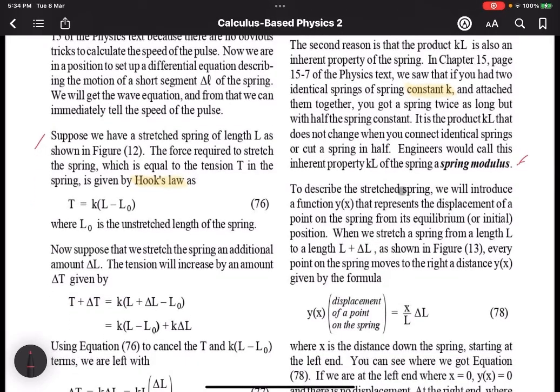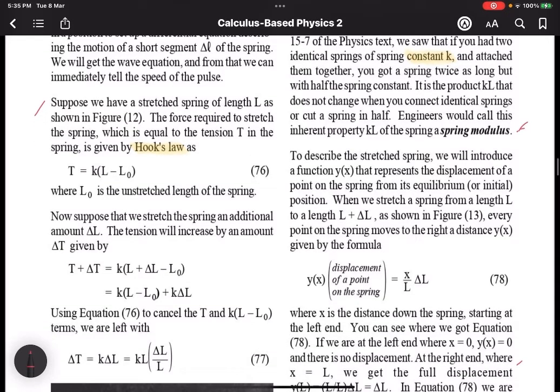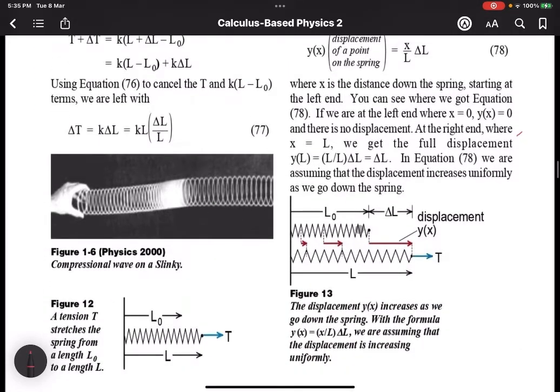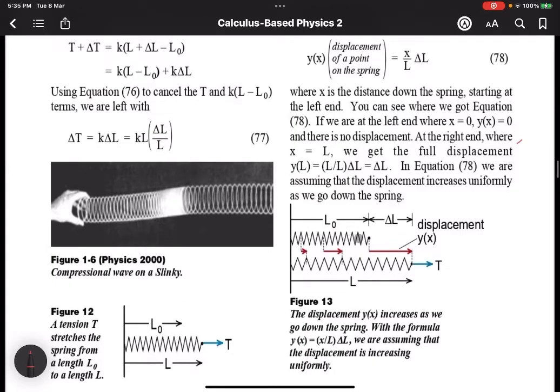To describe the stretched spring, we will introduce the function y(x) that represents the displacement of a point on the spring from its equilibrium. Pag sinabing equilibrium, yun yung kanyang initial position, no? Ito yon, equilibrium. Kasi ito yung hindi pa siya nababanat. Wala pa siyang tension dyan. So, from here, nilagyan natin siya ng tension. So, nagkaroon siya ng change in L, which is change in length. At pag sinukat natin to from the left to the right, we will have the full length which is represented by L.